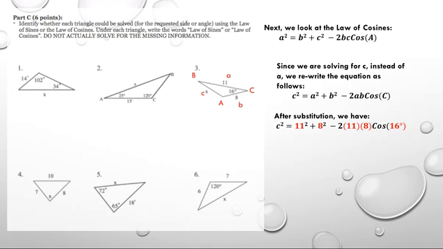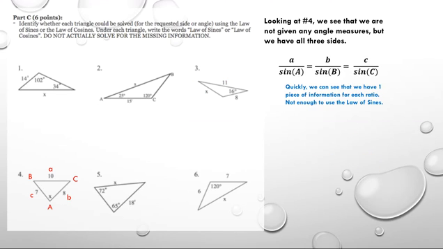It's written as a squared equals b squared plus c squared minus 2bc cosine A. But we're solving for c, so we need to rewrite our equation as follows. After we substitute, we have the following. c squared equals 11 squared plus 8 squared minus 2 times 11 times 8 times the cosine of 16. So we have everything we need to successfully solve for c. So here we can use the law of cosines.